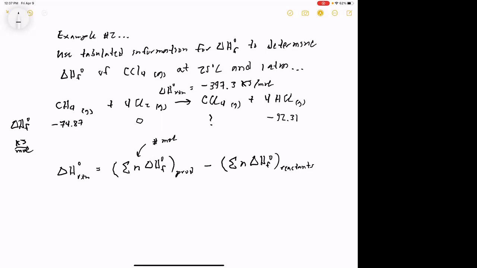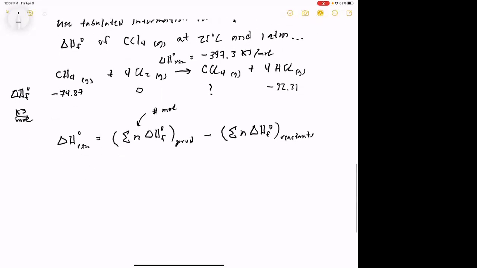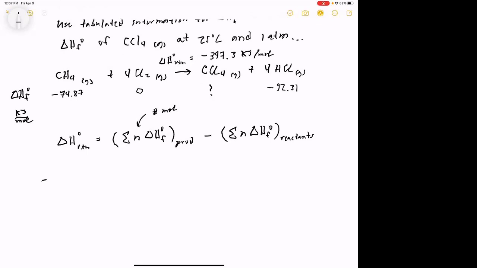All right, so now what I can do is use the equation and plug in what I know. So I know what the delta H of reaction is. That was given for the reaction. That's minus 397.3. I'm just going to leave the units off for now. We know they're all in kilojoules per mole.